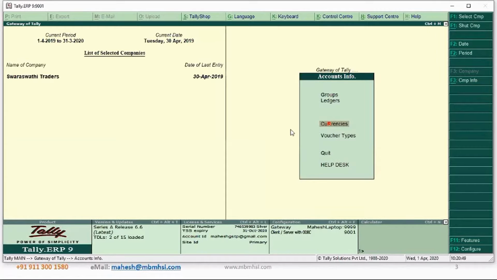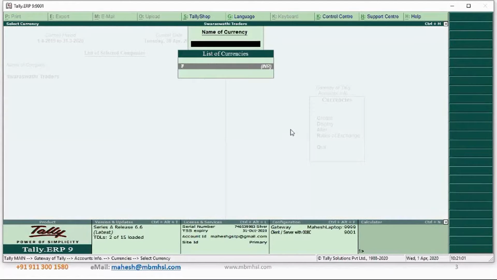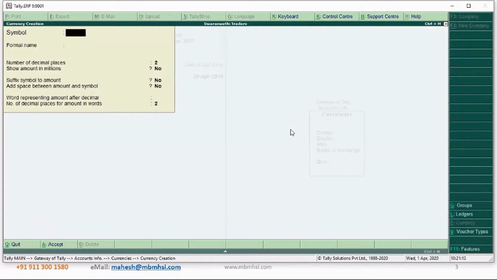So once when you click on currency, here you have again three options: create, display, alter, and you also have exchange rate. So if you just go to display, there is only one base currency that is created, which is Indian rupees, INR. No other currencies are default there. So we need to create. So example, I'll just go to create and create one currency called dollar.